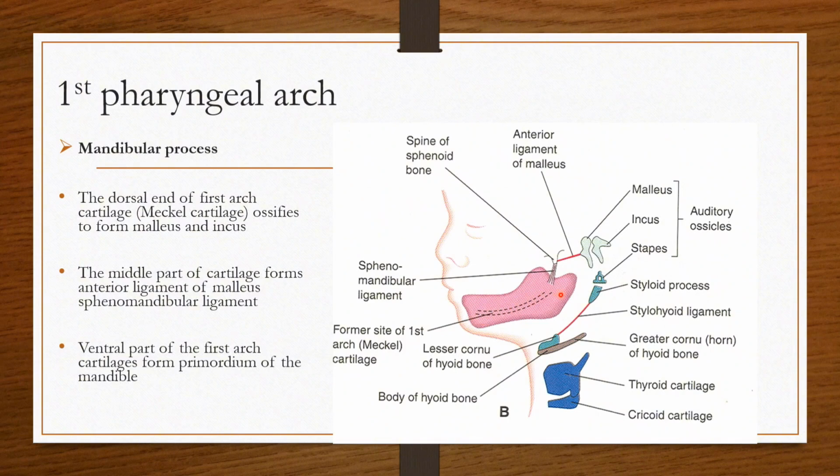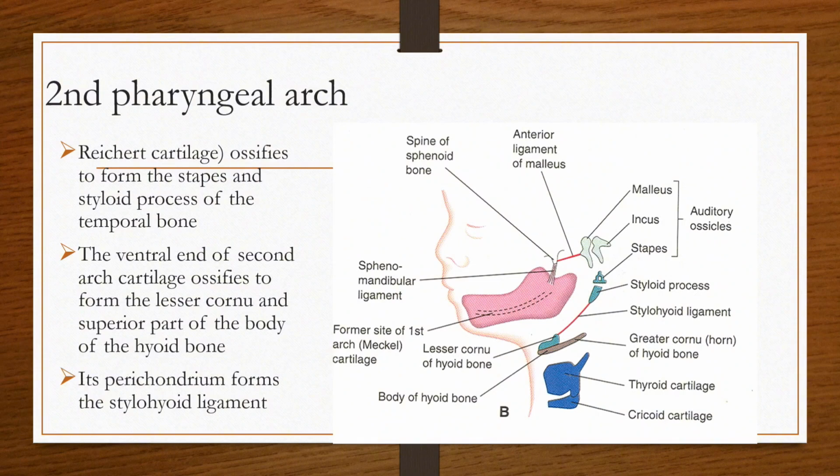So the skeletal components, again I repeat: the maxillary process forms the premaxilla, the maxilla, the zygomatic bone, and part of the temporal bone. And the mandibular process forms the incus, the malleus, the anterior ligament of the malleus, the sphenomandibular ligament, and the mandible. So these are the skeletal components derived from the first pharyngeal arch.